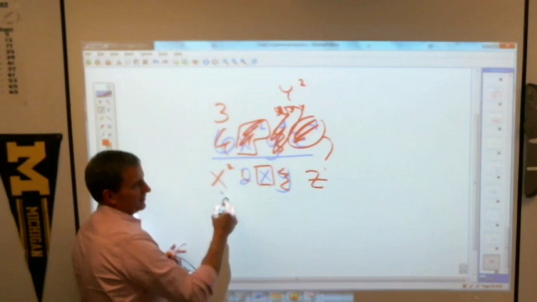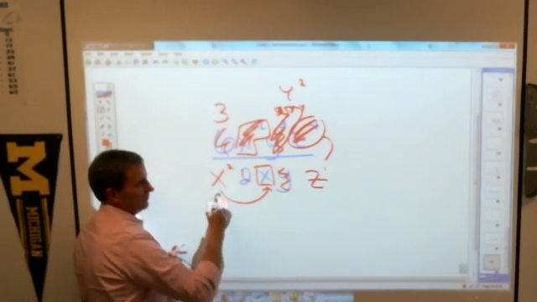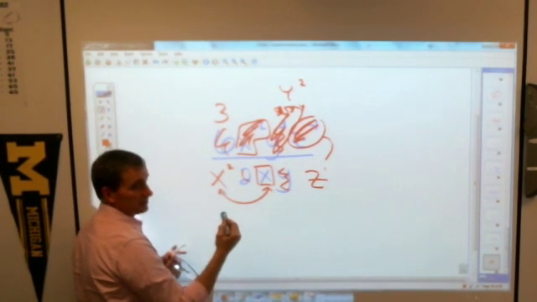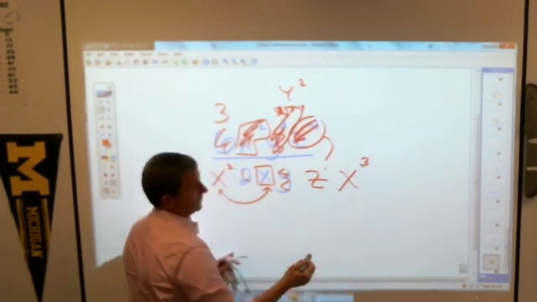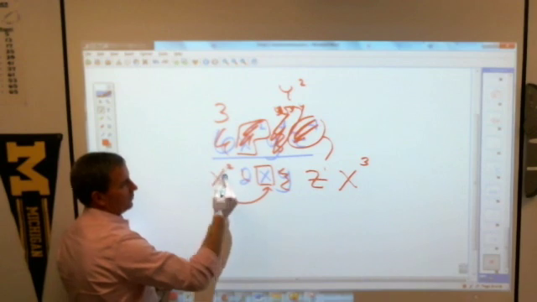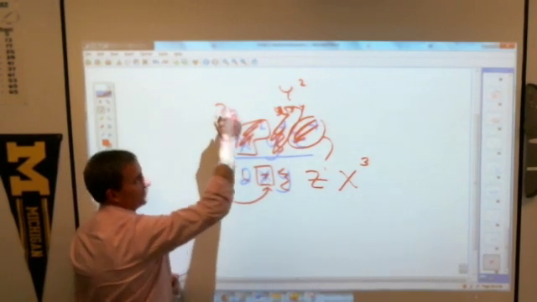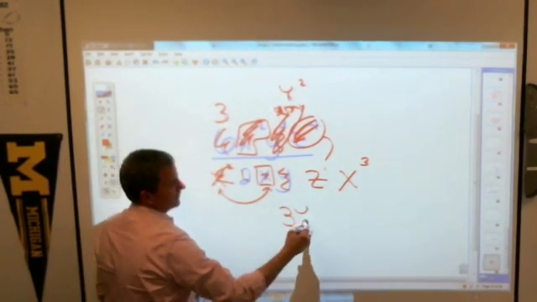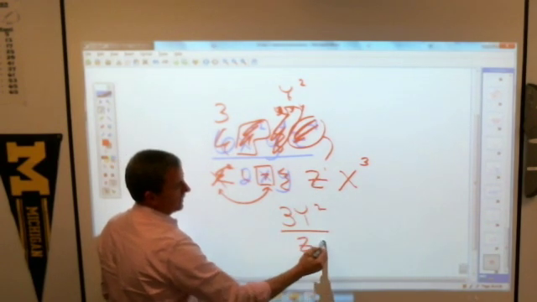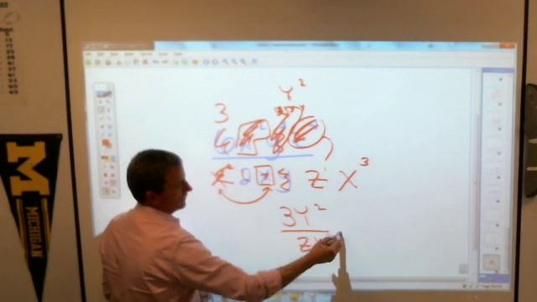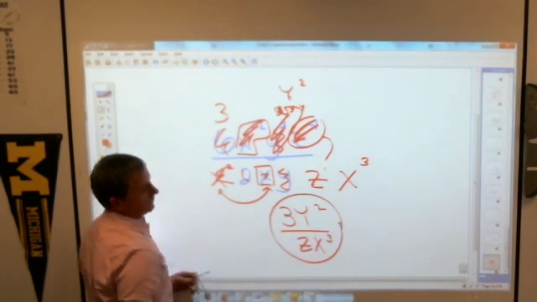But now look, I've got an x squared and an x on the bottom. What do I get? X squared and x is? X to the third power. And there you go, ladies and gentlemen. When the proverbial smoke clears, you're left with a 3 and a y squared on top and a zx cubed on the bottom. Notice no negative exponents, everything's positive, and everybody's happy.